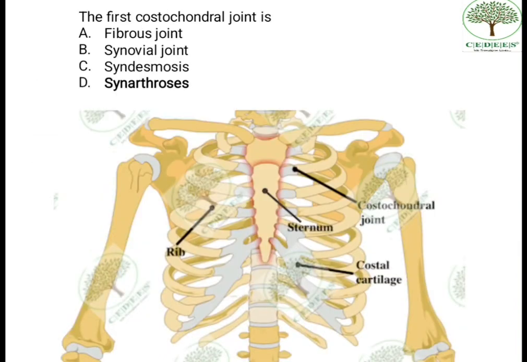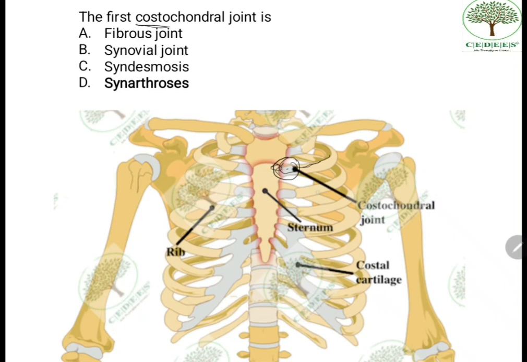Now the next question is, the first costochondral joint is. Now very important to keep in mind, what is this costochondral joint? We all know our ribs have an attachment on the sternum, but they do not attach directly on the sternum. They attach via a cartilage called the costal cartilage. So first it will attach to the costal cartilage, which in turn will attach to the sternum.